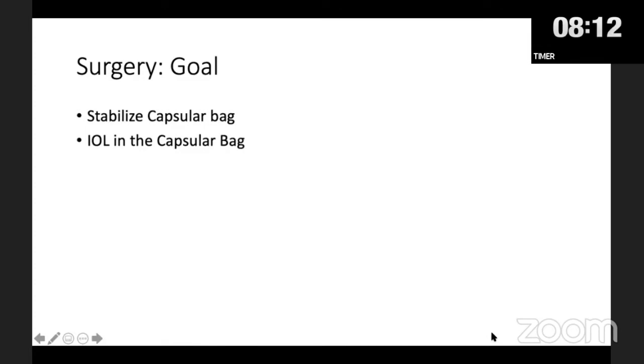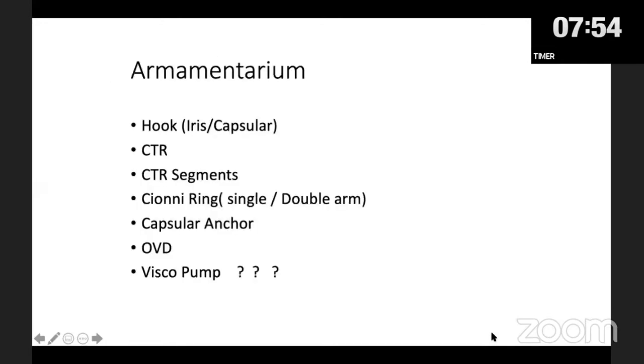This is also a very good technique, and if time permits, I'll show you. It is most important to stabilize the capsular bag, either with a CTR or the capsular bag complex through suturing with the sclera, or you can stabilize the capsular bag with the IOL itself. The devices are iris hook, CTR segment, Cionni ring, single or double arm, and capsule anchor, which is actually used for post-surgery decentration cases.